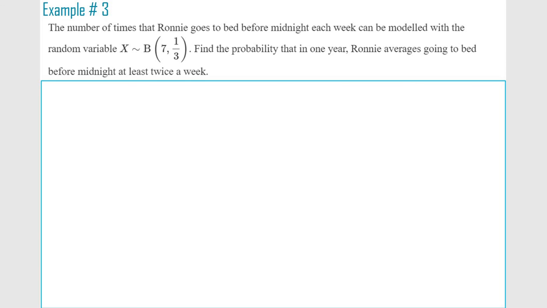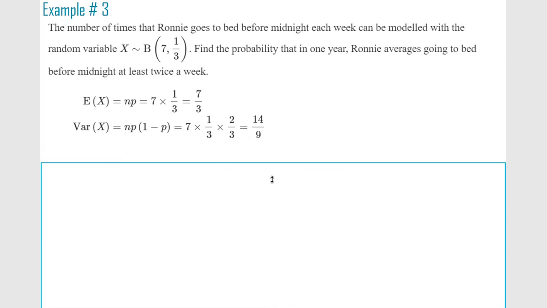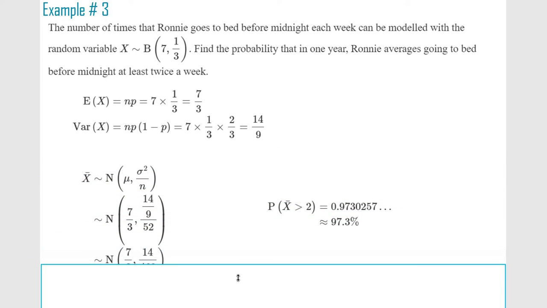Now we notice for example 3, it's a binomial distribution. We want to find the probability that Ronnie averages going to bed before midnight at least twice a week. First we need to look at the expected value and the variance, so your new mean and variance, back in section 4.8, in case you forgot that. Then we can plug that into our mean and new standard deviation.